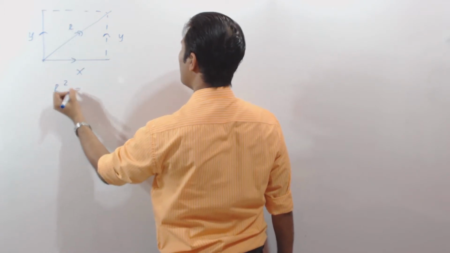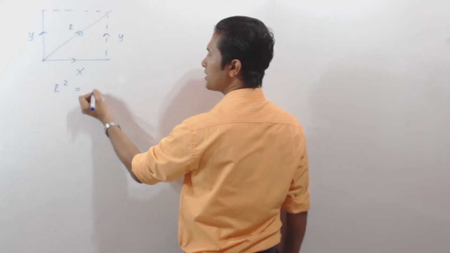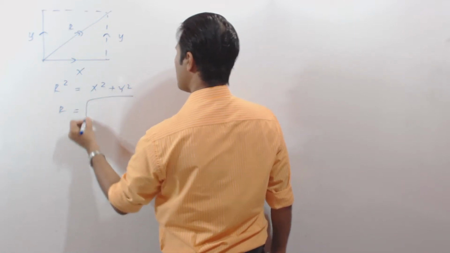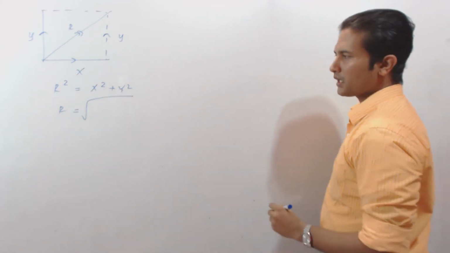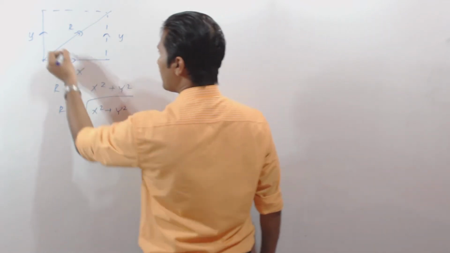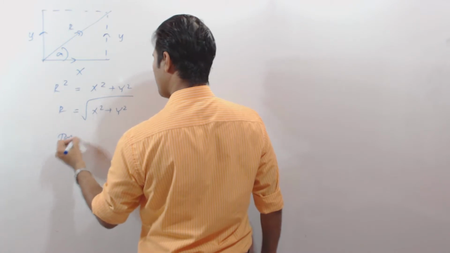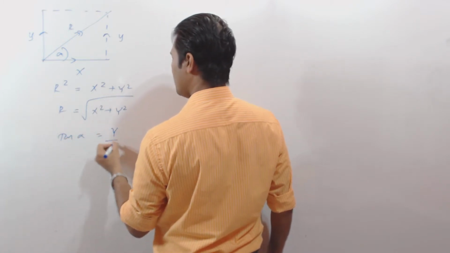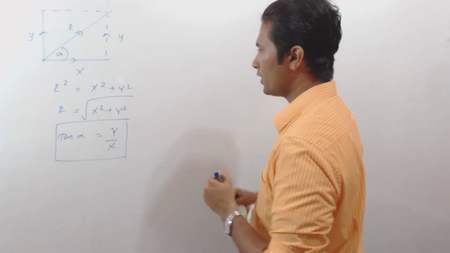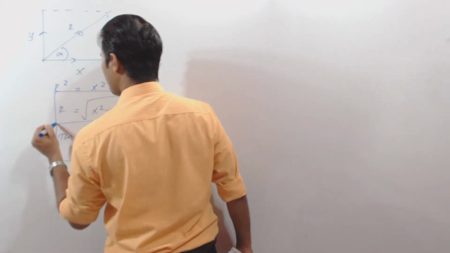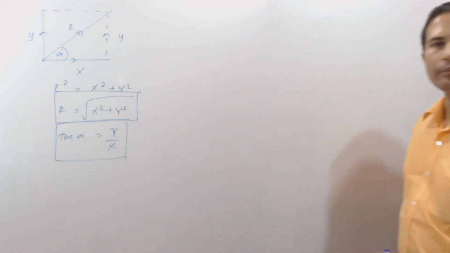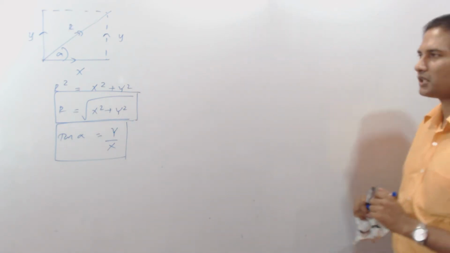So using Pythagoras theorem, r square equals x square plus y square. So then we can conclude r equals root x square plus y square, and tan alpha is opposite over adjacent. So these two are the equations in order to find the resultant of two vectors which are perpendicular to each other.